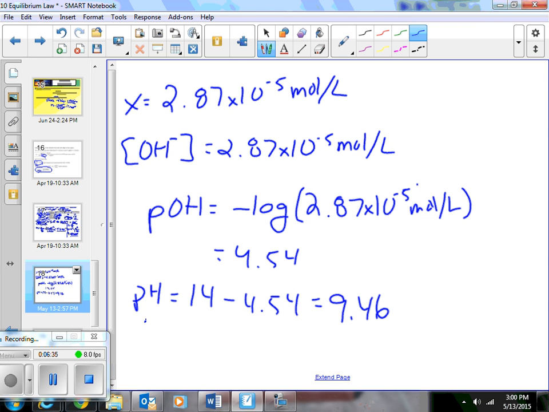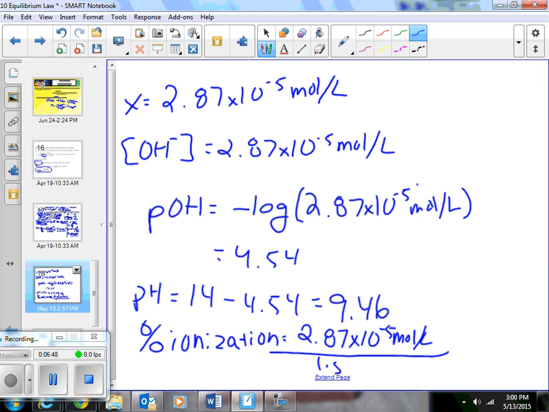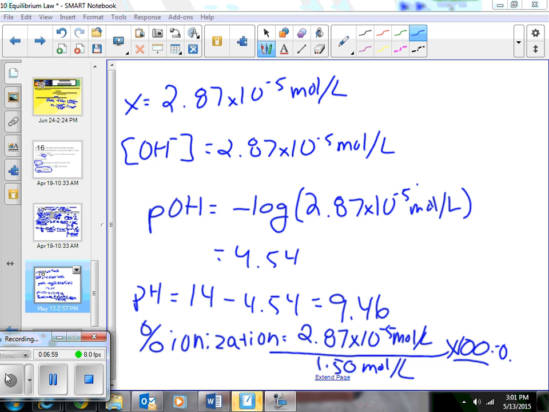So I'm going to take percent ionization is equivalent to my final concentration of hydroxide divided by the initial concentration of my weak base times 100 to convert that to a percent, and we get a very small number. It's actually 0.002%. So that means very few of those acetate ions are actually going to react to produce hydroxide.